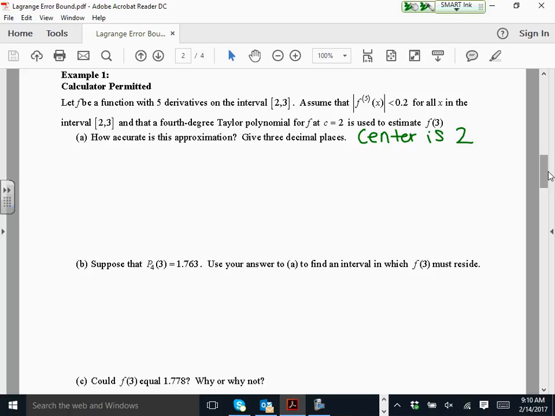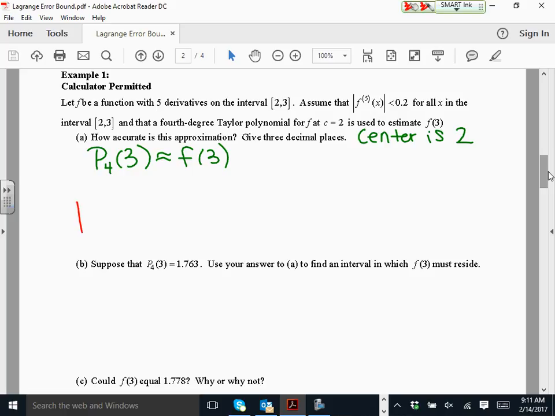Okay. We are using a 4th degree polynomial. So I'm going to do some kind of weird notation. Our polynomial that is a 4th degree, we're going to plug in 3 to estimate f of 3. That is essentially what we are doing. Okay. So the remainder.